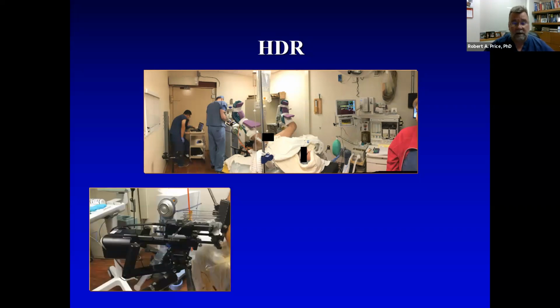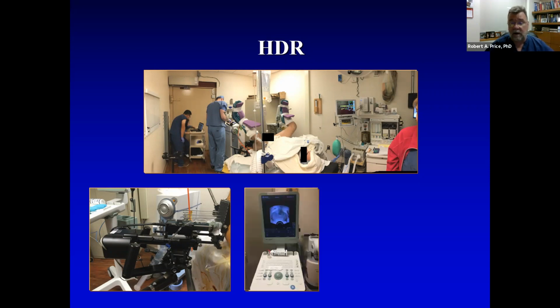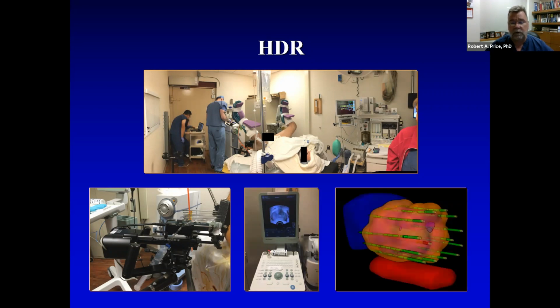They're all placed under ultrasound guided, transrectal ultrasound guided. When you're on the services, you'll be placing these needles and defining these targets on this ultrasound system. And we do real-time planning within the room. No need to go to CT. Everything's based on high resolution ultrasound.